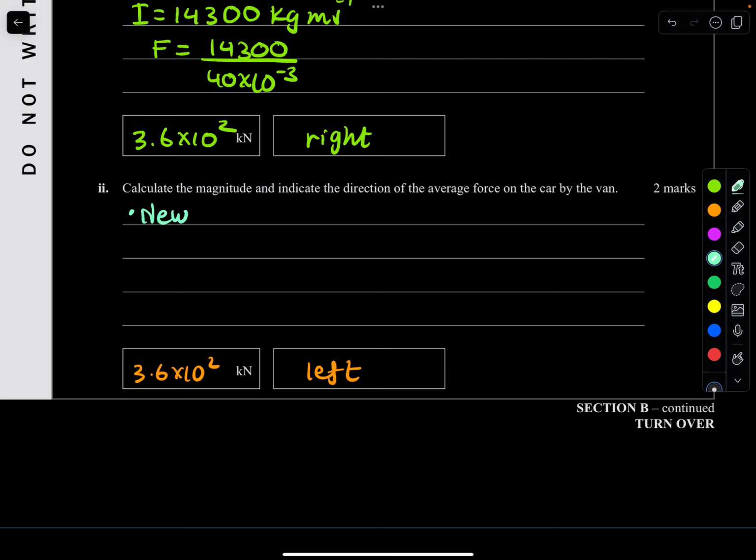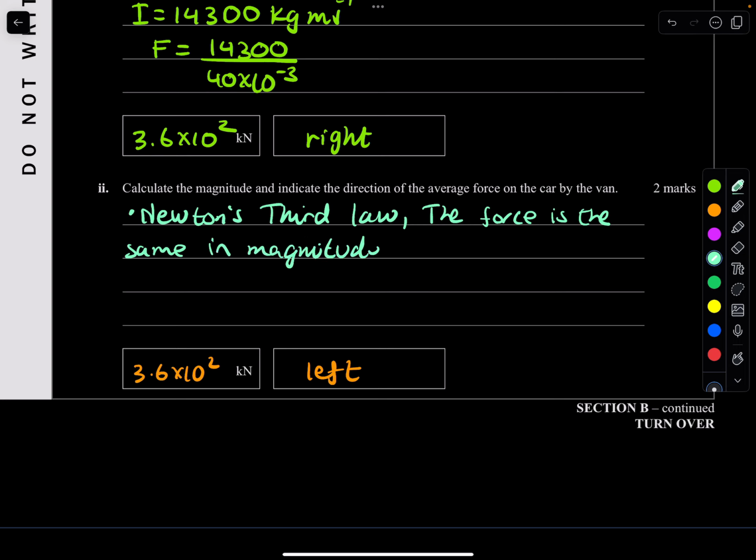Newton's third law. The force is the same in magnitude, but in opposite direction.